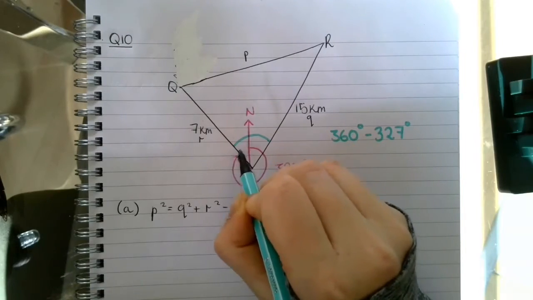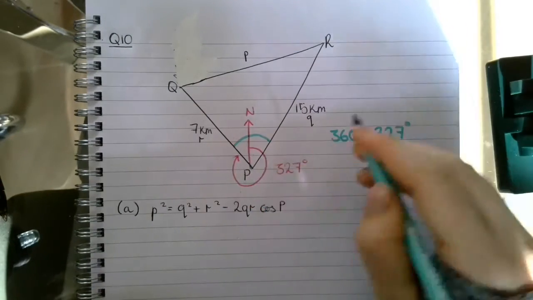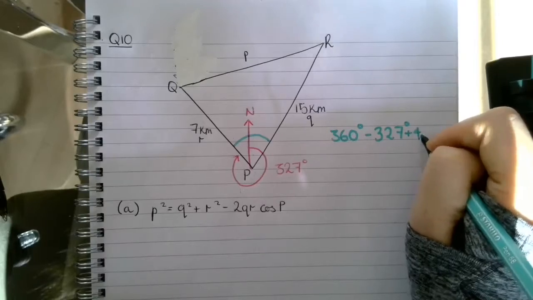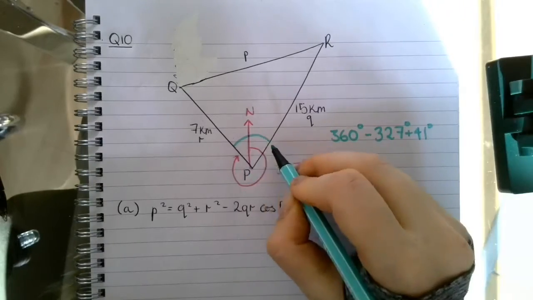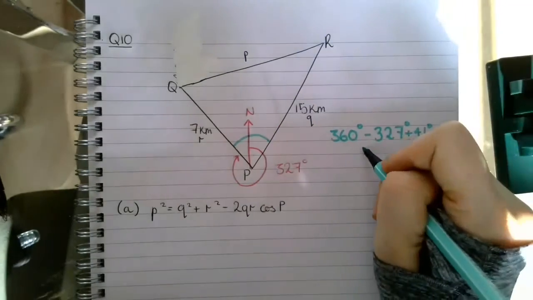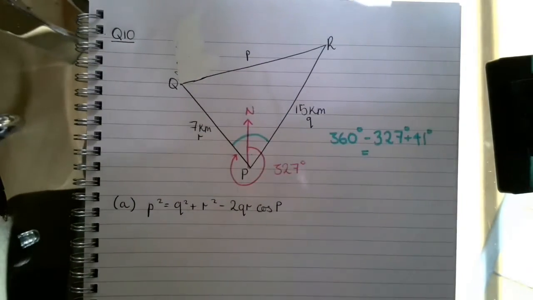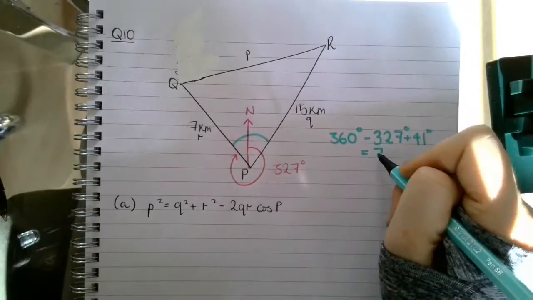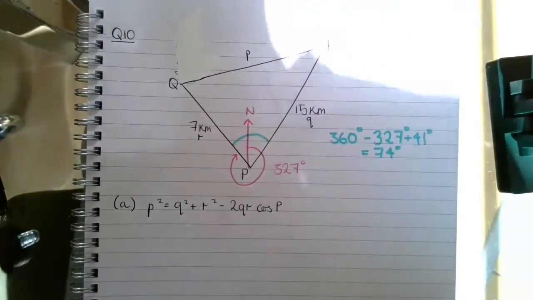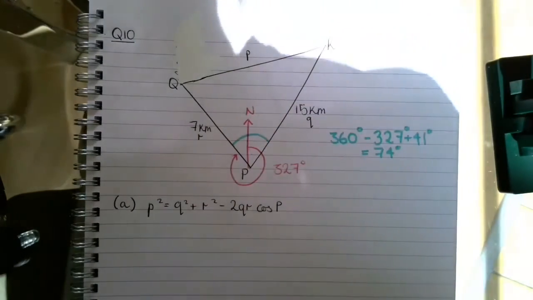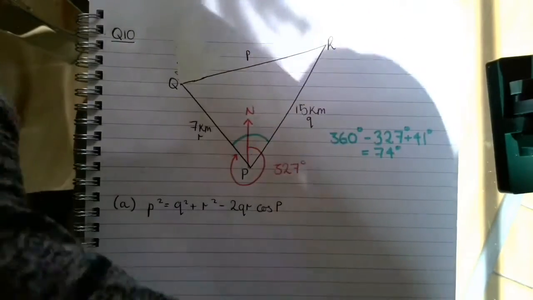This angle here is 360 subtract 327. So we need to add angle 41 to get the whole of that angle there. So 360 subtract 327 plus 41, that is equal to 74. Okay, so we've got an angle P of 74.